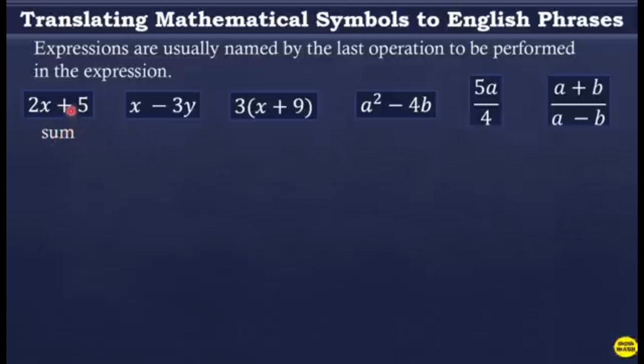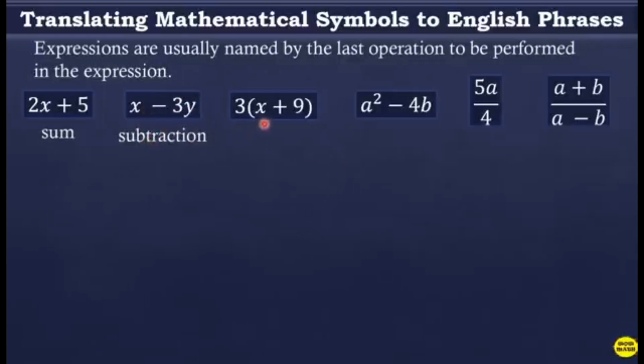If you're going to translate this, we're going to translate it as the sum of. So, this is what it meant. The last operation is usually how we name the expression. In here, the last operation is addition, so that is why we're going to use the sum of. Now, in here, what is the last operation? We have the subtraction or the difference.